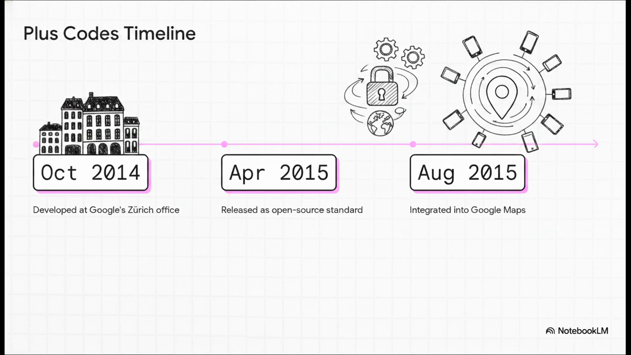But here's the absolute kicker. Rather than locking this tech down and charging people for it, Google deliberately released it in April 2015 as a completely open source standard under the Apache 2.0 license. That meant anyone, anywhere could use it for free. And by August of that very same year, Google integrated it natively right into Google Apps. Almost overnight, billions of users had access to a brand new way of sharing their location.